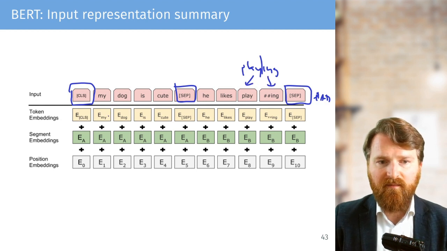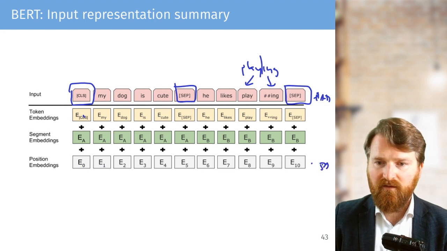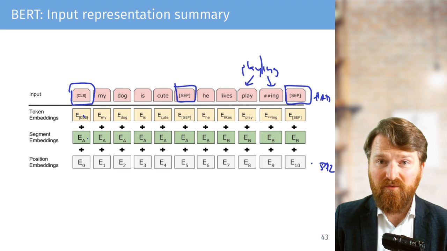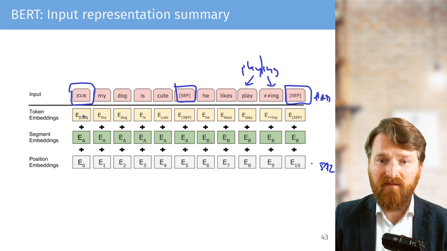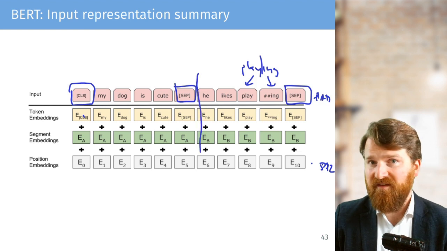So we have these token embeddings. Then we have the position embeddings. This is just simply position 0, 1 up to 512. And then we have this special segment embedding. We have only 2 of them. So each token is associated either with segment embedding A or segment embedding B, which means this comes first and this comes second, after the separator. So this is it.